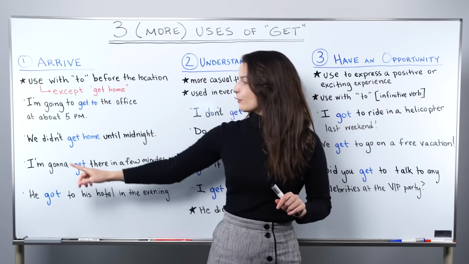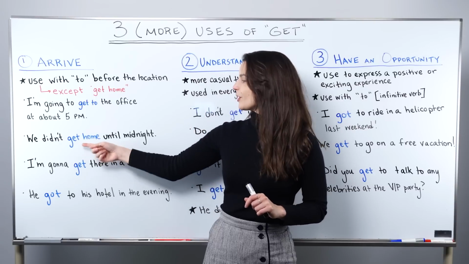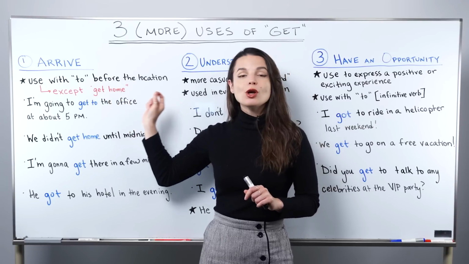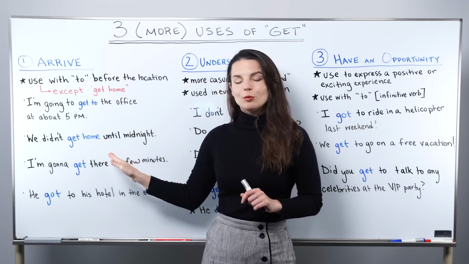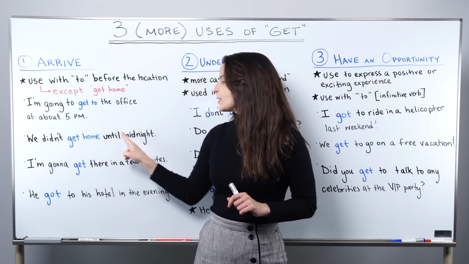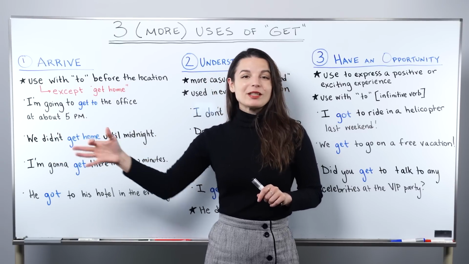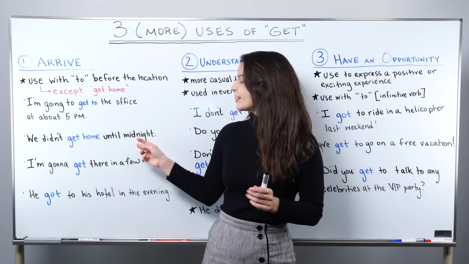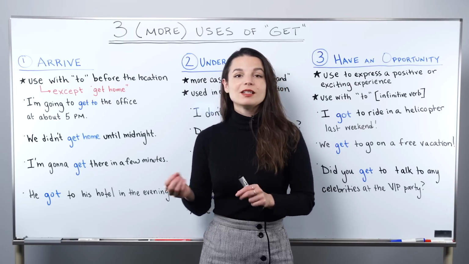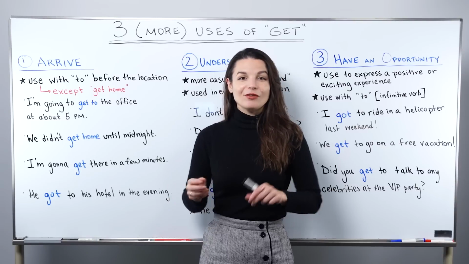Okay, let's look at the next example. We didn't get home until midnight. So here we're using this get home pattern. I talked about how we use get home as an exception. So no to here. Not we didn't get to home until midnight, but we didn't get home until midnight. So we have this negative sentence pattern. That doesn't mean that we didn't get home at all. It means we were not able to reach home, or we did not arrive at our home until this point in time, until midnight. Again, we could use the verb arrive in this sentence. We didn't arrive at home until midnight. So we can use that, yes, but this sounds much more natural for everyday conversation.